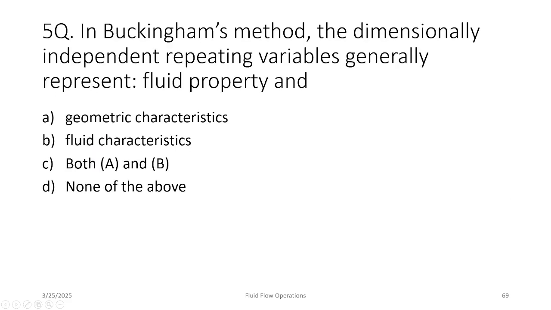Okay. So coming to fifth question, in Buckingham's method, the dimensionally independent repeating variables generally represent fluid properties and geometric characteristics. Option B is fluid characteristics. Option C, A and B. Option D, none of the above. So this also we discussed. So it is geometric characteristics and fluid characteristics.